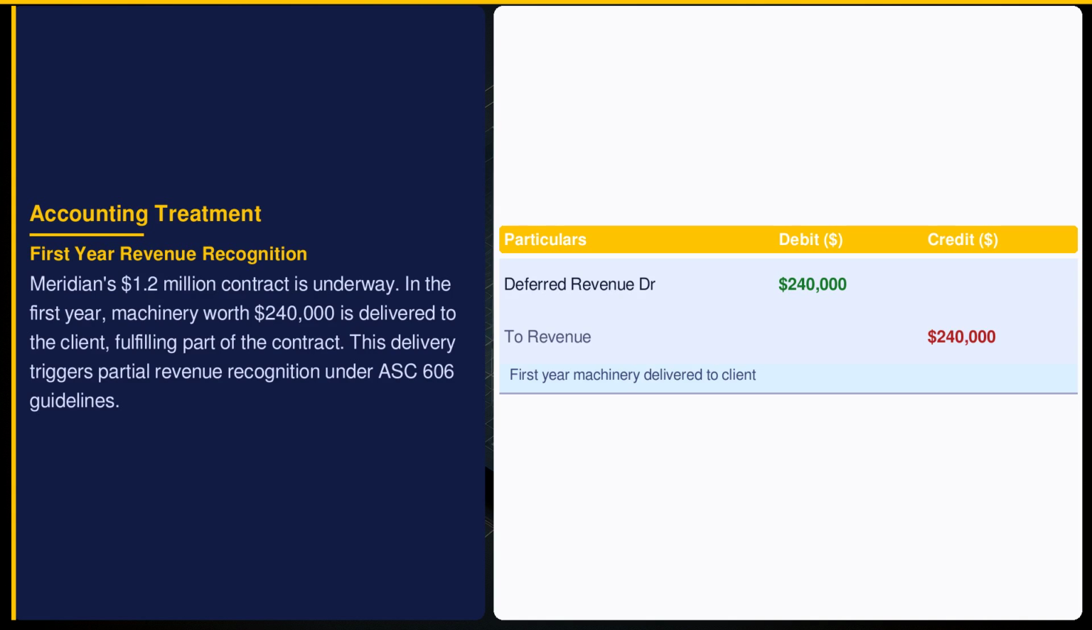Delivering machinery worth $240,000 in the first year allows Meridian to recognize this portion of revenue. By debiting deferred revenue and crediting revenue, Meridian adheres to ASC 606's performance obligation criteria, ensuring recognized revenue reflects completion of contract terms. This enhances the accuracy of revenue reporting.